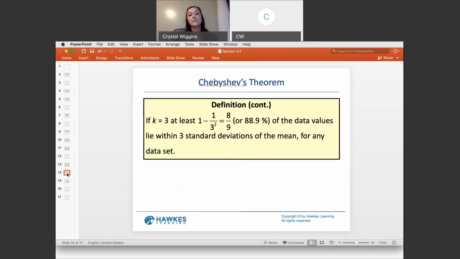So if k was 3, then using the same formula, we would have 1 minus 1 over 3 squared, or 8 over 9, which in percent form translates to 88.9% of the data values falls within 3 standard deviations. So k tells you how many standard deviations you're looking for, and this is going to calculate that percentage for you.